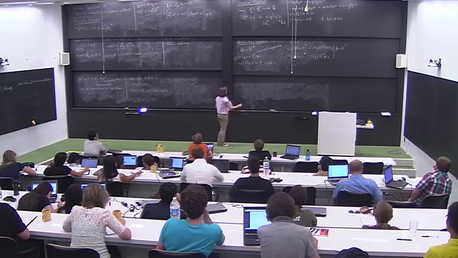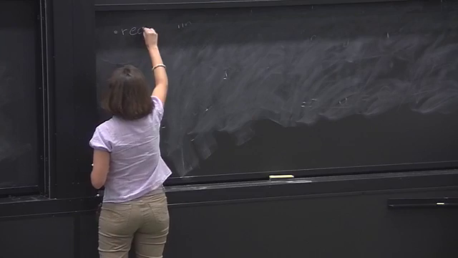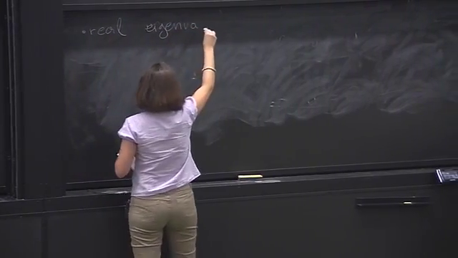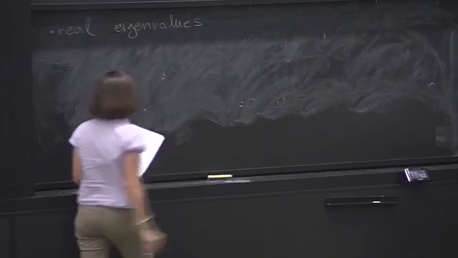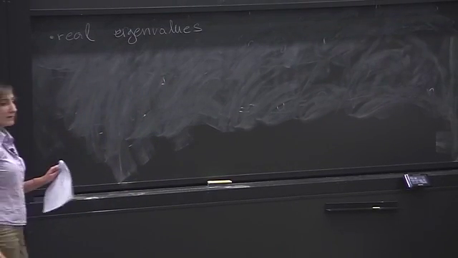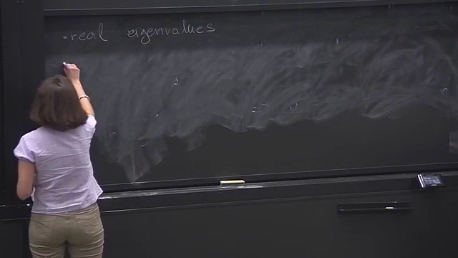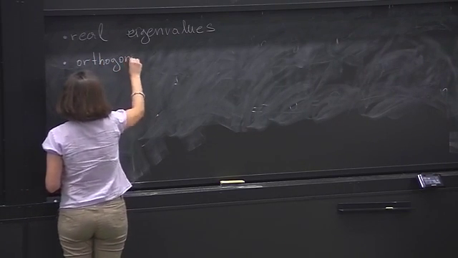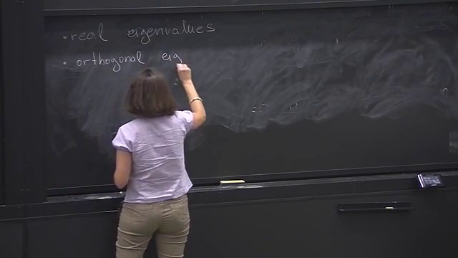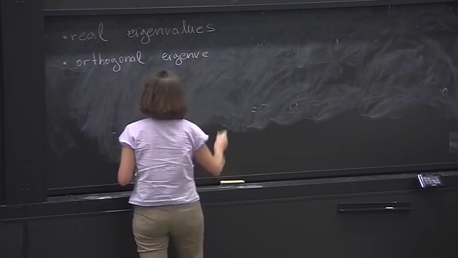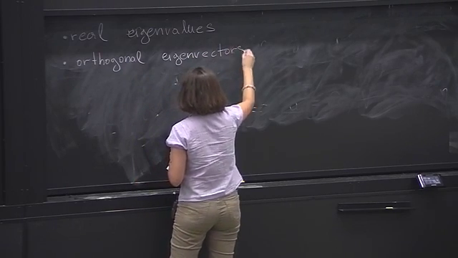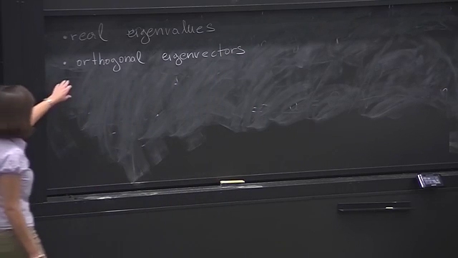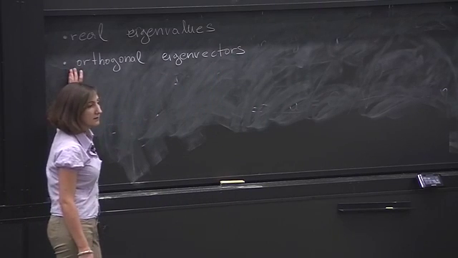So Hermitian operators have real eigenvalues. And another interesting property of theirs is that they also have orthogonal eigenvectors. And I think I will leave this for you to check.